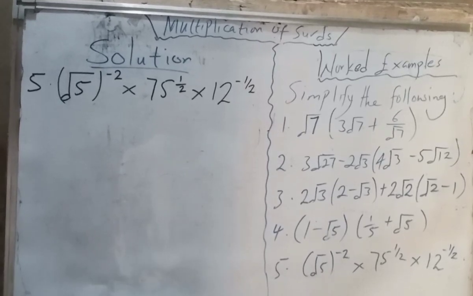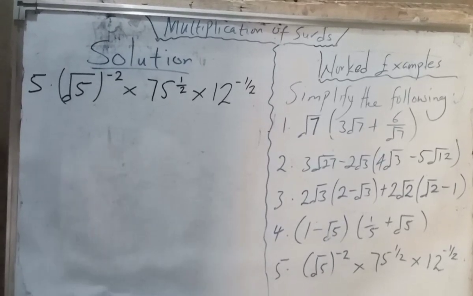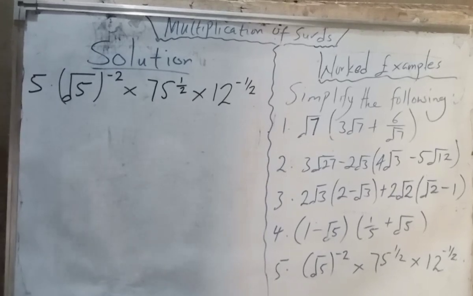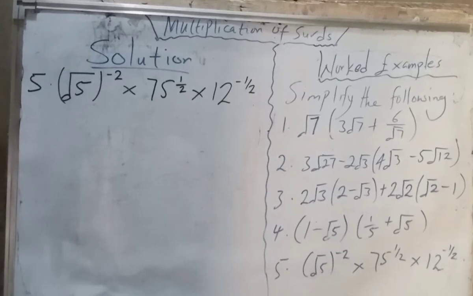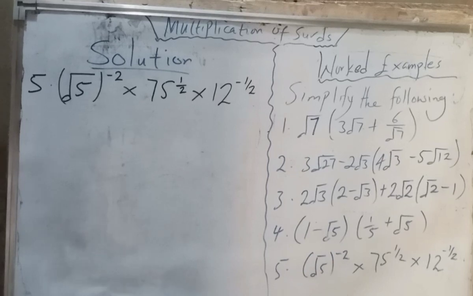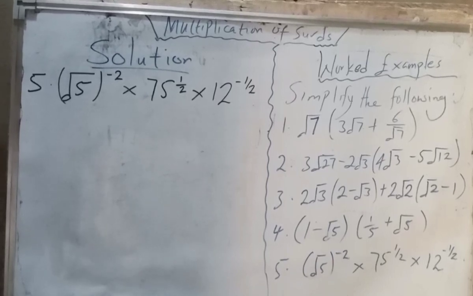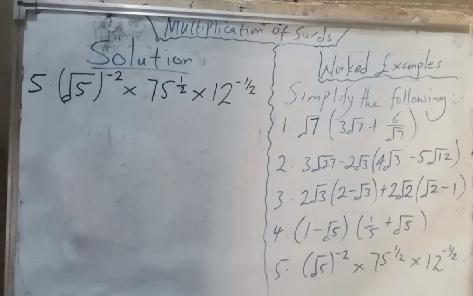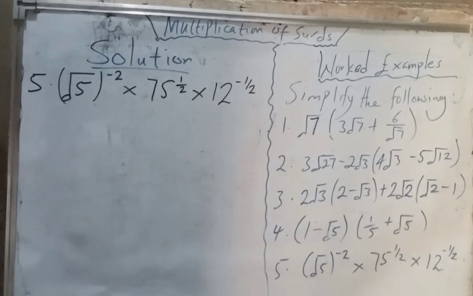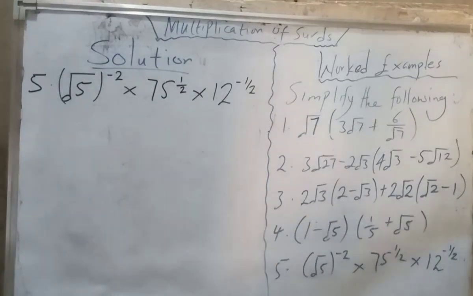In example 5, we are asked to simplify root 5 exponent negative 2 times 75 exponent half times 12 exponent negative half. We're going to learn how we can simplify this as well.